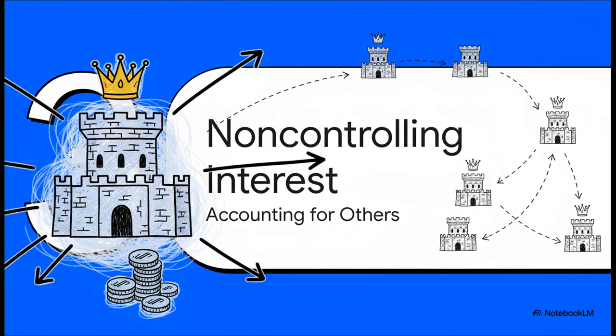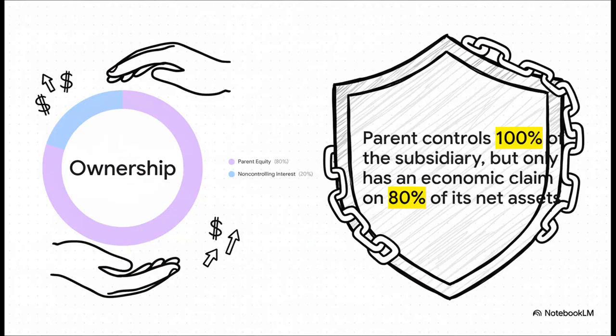Of course, control is rarely absolute. I mean, an acquirer might gain control with, say, 80% ownership, not 100. This introduces another fascinating layer to our economic story: the other owners who have a stake in a piece of the empire, but really have no say in its overall direction. So, while the parent company controls 100% of the subsidiary and consolidates all of its assets and liabilities, it might only have an economic claim to 80% of its net assets. That remaining 20% is a very real claim held by other owners, and we call that the non-controlling interest, or NCI.